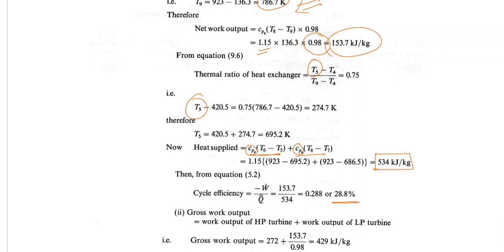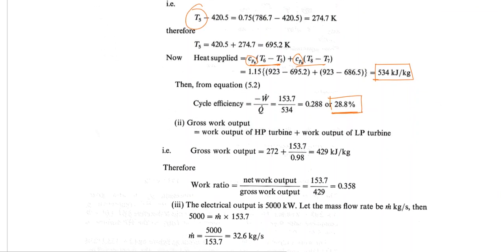Ignore this plus or minus sign, because McConkey uses a different symbol: work done supplied is positive in McConkey, and work done by the system is negative. Just the sign convention is changed in McConkey. So 28.8% is there.